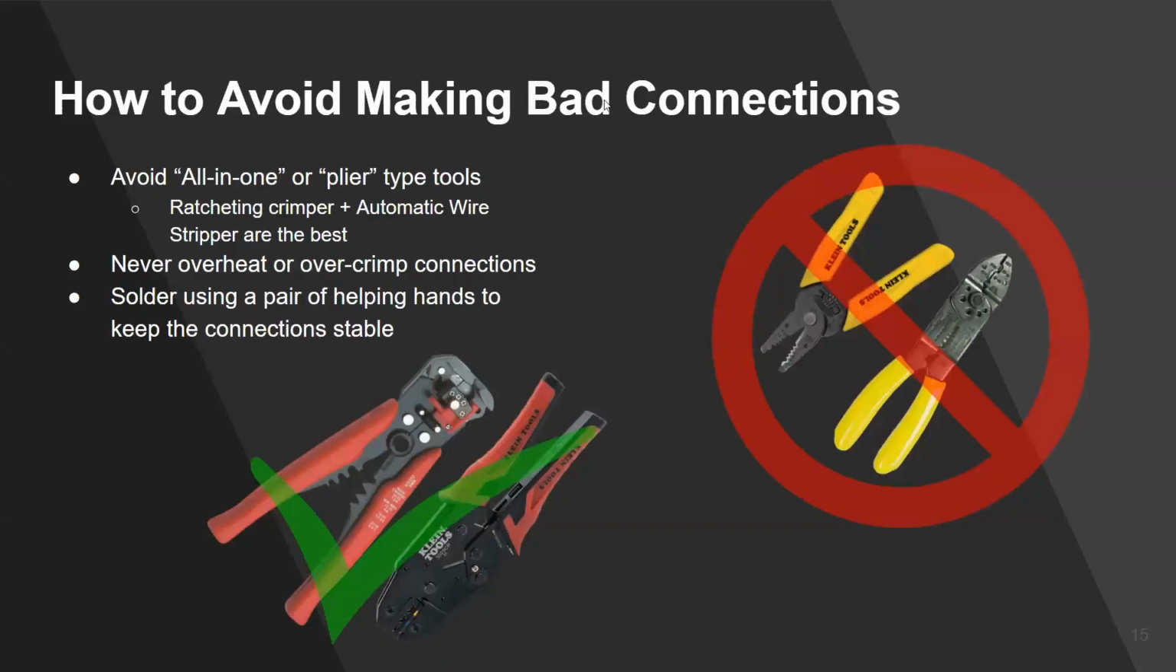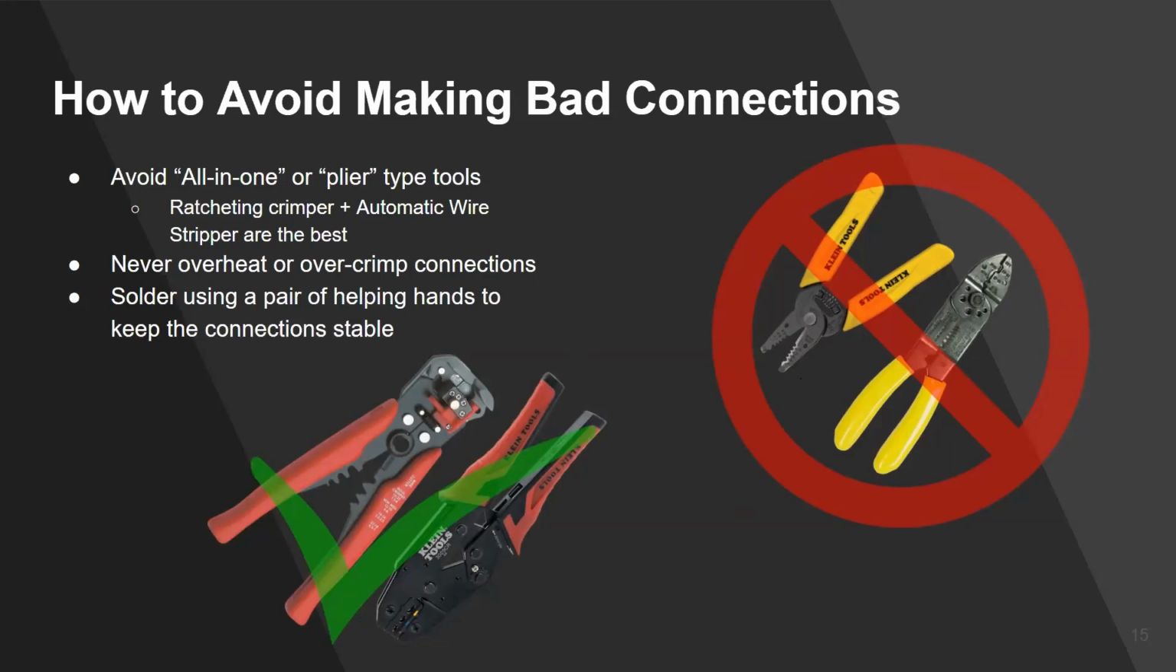Next up, we've got how to avoid making bad connections. So like I said, avoid the all-in-one or the plier type tools. So don't use these ones. These are just good for stripping. Use the good ones as much as possible. If you have a good set, use them. Of course, if you do have only these kinds of tools, then you can still do your crimps. You just have to be a lot more careful and definitely test them before you put them onto your robot. So once you're done with the crimp, just give it a quick yank.